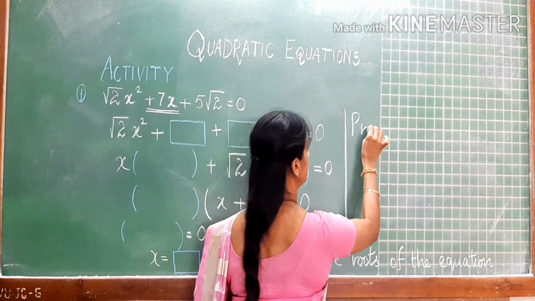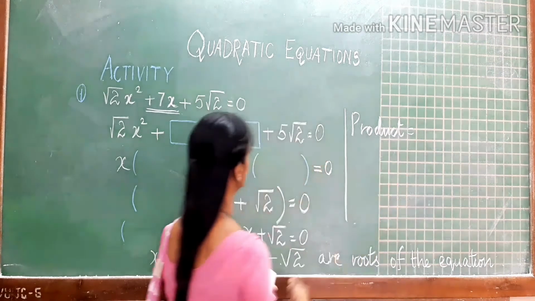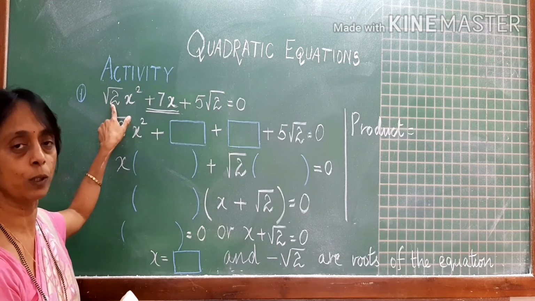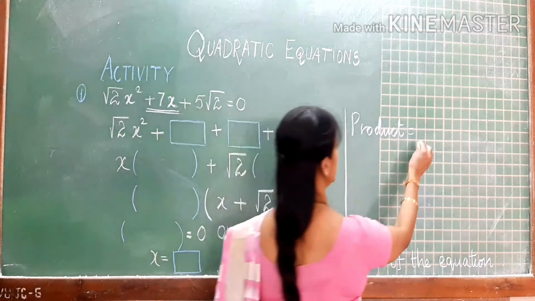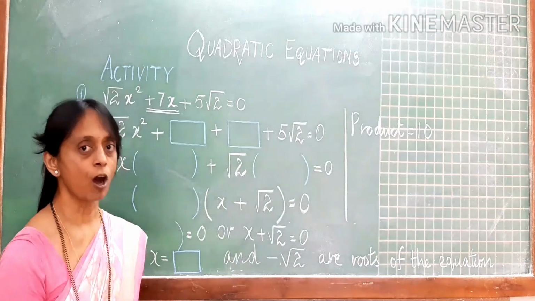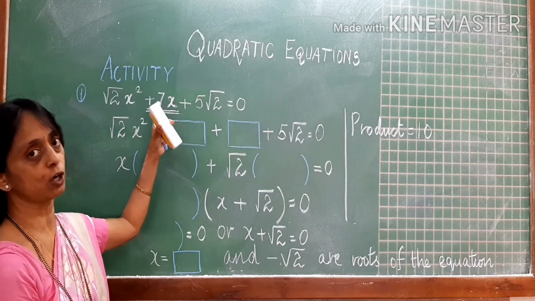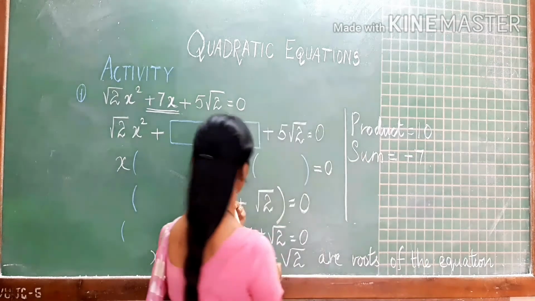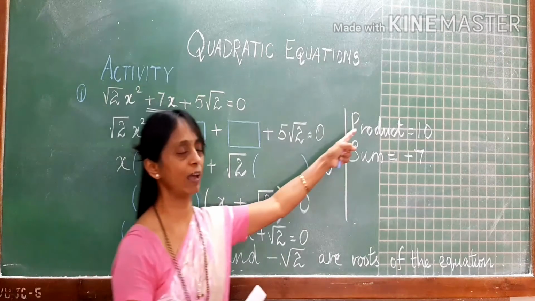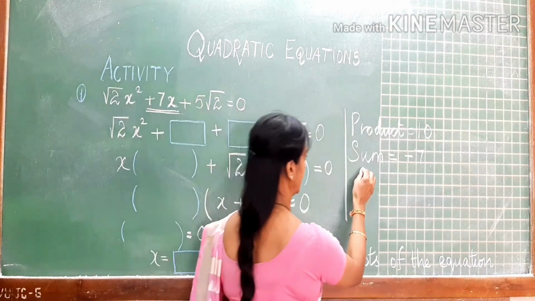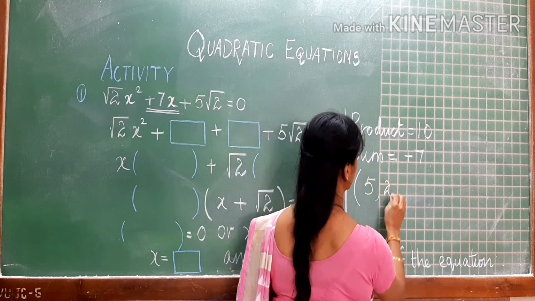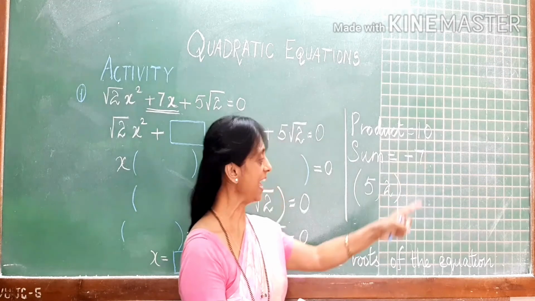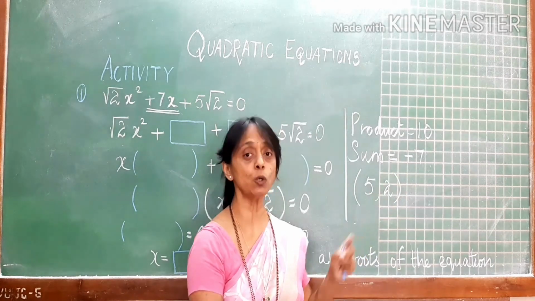So the product of the two numbers should be 5 root 2 into root 2. Root 2 into root 2 will be 2. 2 into 5, that is equal to 10. And the sum of those two numbers should be equal to the coefficient of the middle term, that is plus 7. So let's choose two numbers such that they satisfy both the conditions. So which are your two numbers? They will be 5 and 2. Let's check out, children. 5 into 2 gives you 10 and plus 5 plus 2 gives you plus 7.